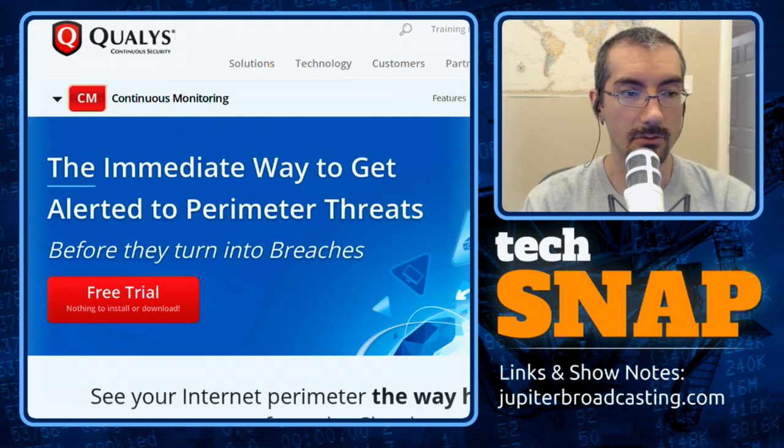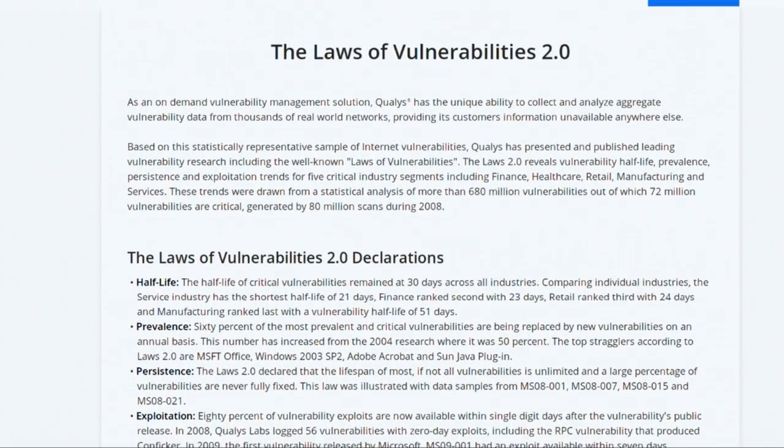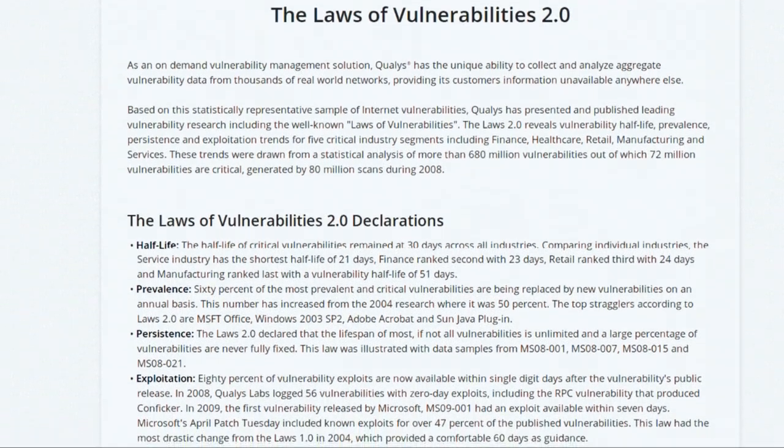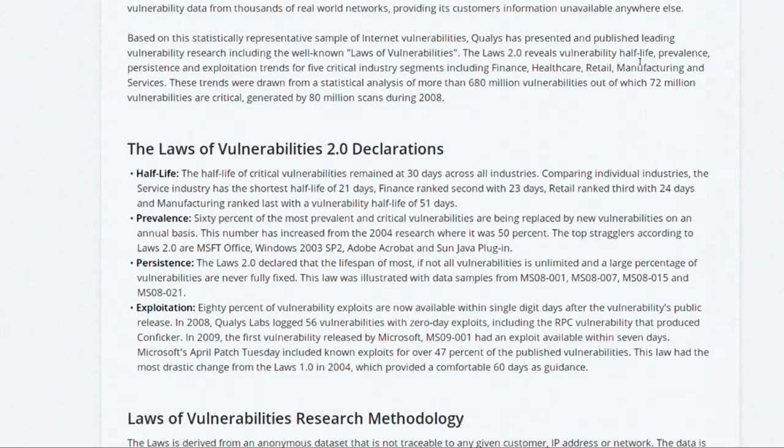Exactly. Using the data they've collected from all their customers, they did statistical analysis and came up with what they call the five basic laws of vulnerabilities. They cover the vulnerability half-life, which is how long something actually stays vulnerable; the prevalence, which is how popular a certain vulnerability is; persistence, which is how often one program is vulnerable; and then the exploitation trends. They also broke it down into five different market segments: finance, healthcare, retail, manufacturing, and services. So the average system remained vulnerable for about 30 days.